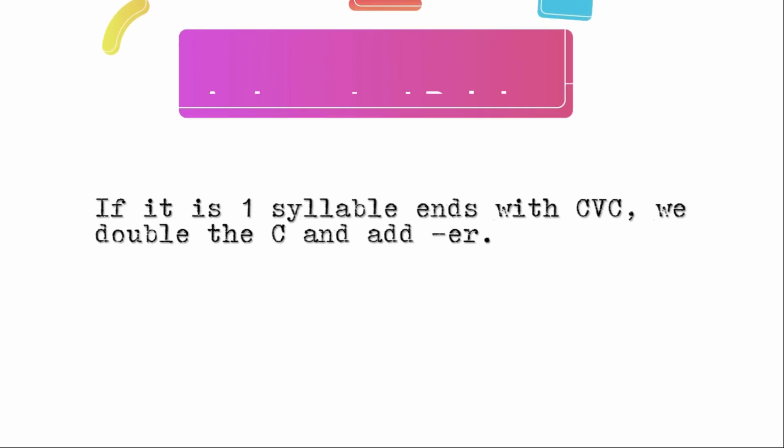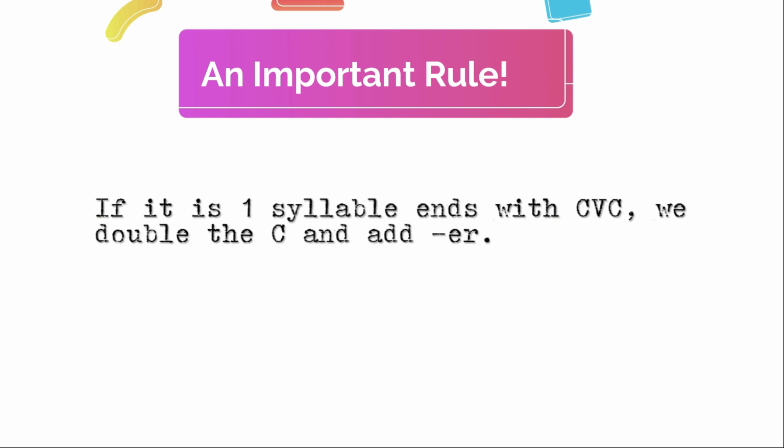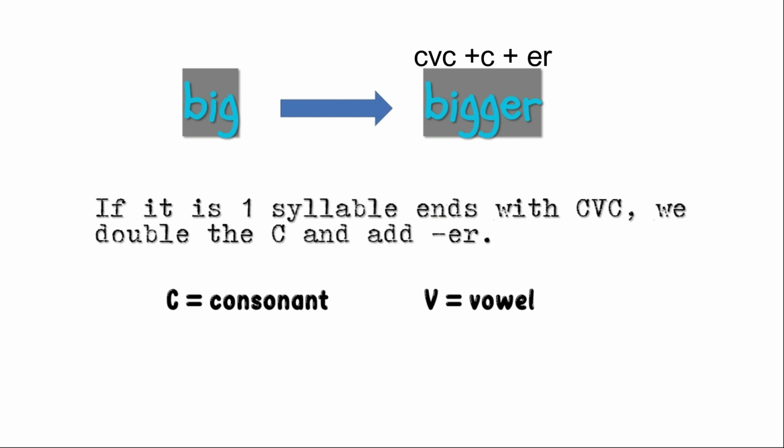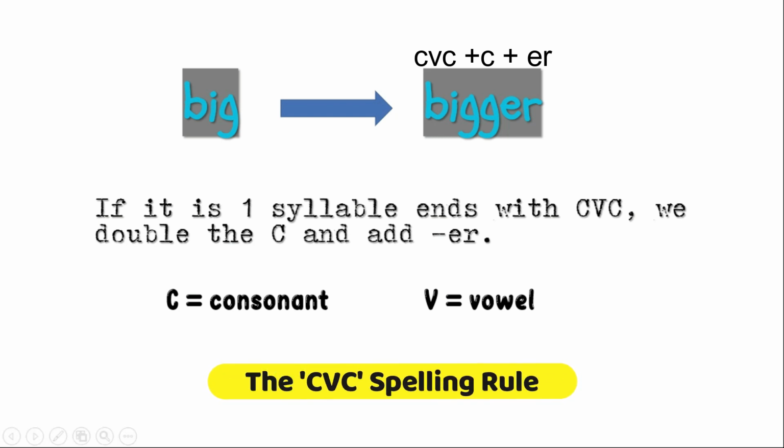An extra rule that we have to remember is if the adjective is one syllable and it ends with consonant, vowel, consonant, we double the last consonant and add ER. This is like big. So we have CVC. B is a consonant, I is a vowel, and G is the consonant. We double the last consonant, which is the G. So it looks like this, bigger. And we call this the CVC rule. Excellent. Let's move on.